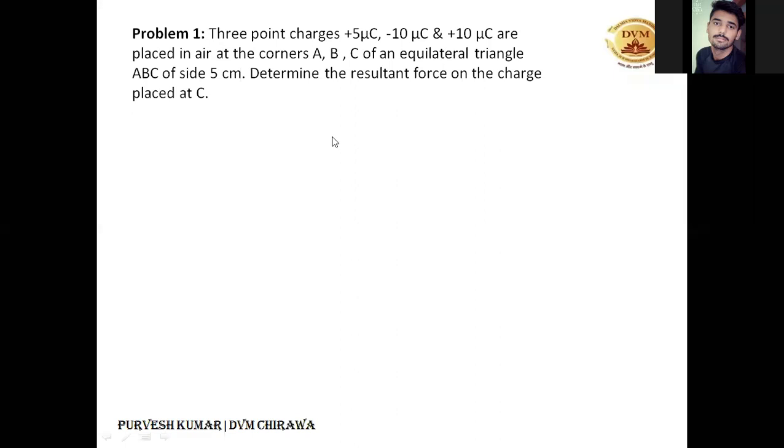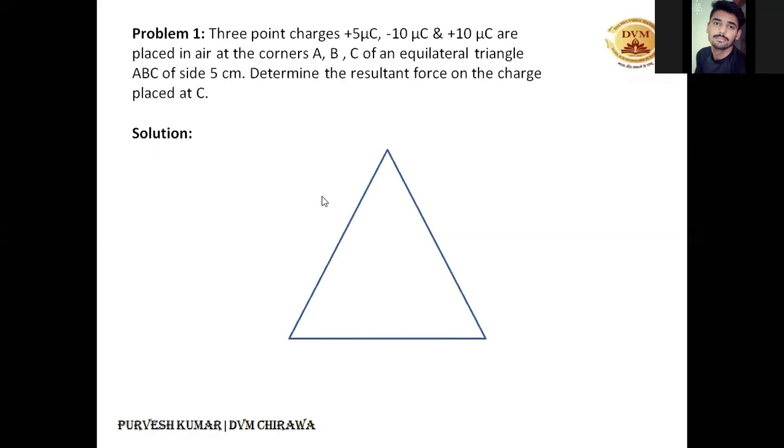So what we do is we draw a triangle, mark the points A, B, C, and place the charges on the vertices of the triangle respectively. This is your point A, and at point A plus 5 microcoulomb is placed. At point B, minus 10 microcoulomb is placed. And at point C, plus 10 microcoulomb is placed, so I have placed plus 10 microcoulomb over here.